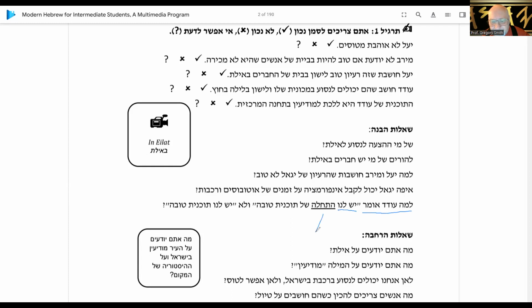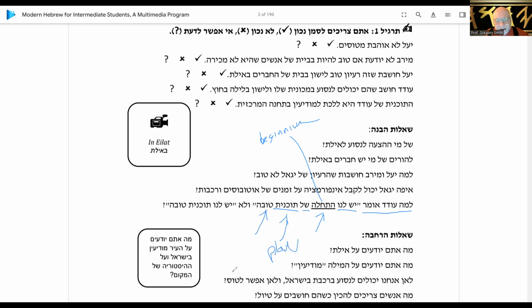Yesh lanu, there is to us hatakana. Let's see, hatakla shell tokenit. Hatakla shell tokenit. Okay, the beginning of a plan. למה עודד אומר התחלה של תוכנית? Okay, so hatakana, let's see, hatakana is the beginning. Beginning. And then tokanit is a plan.